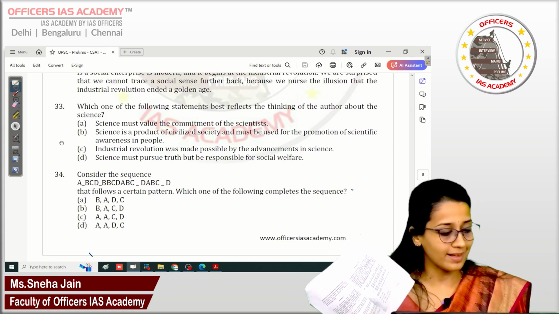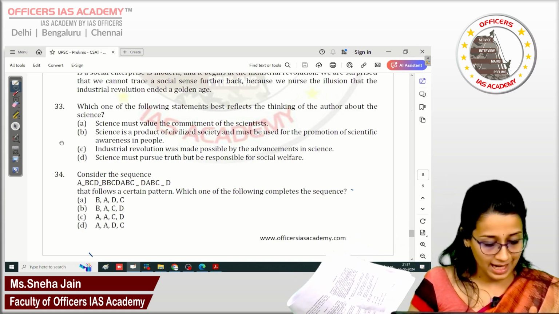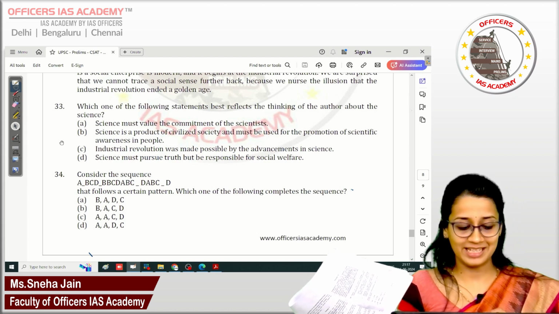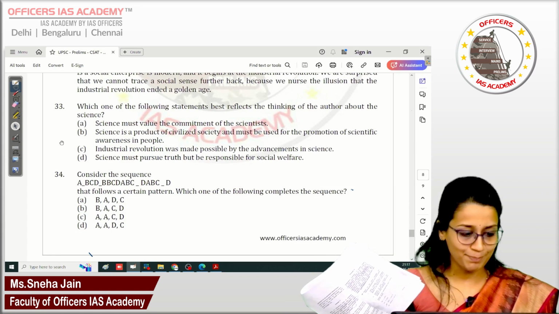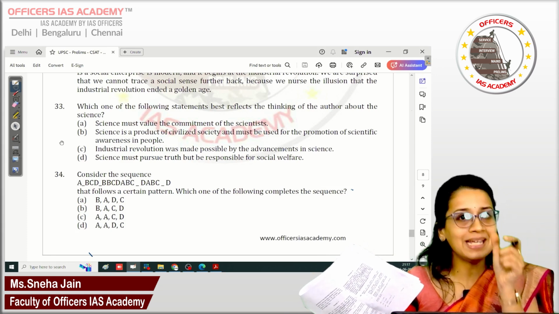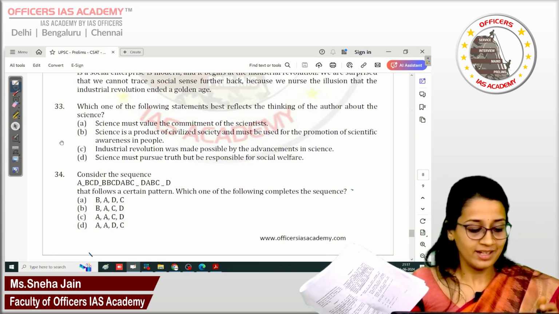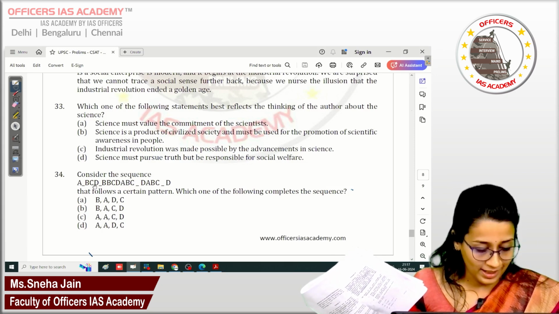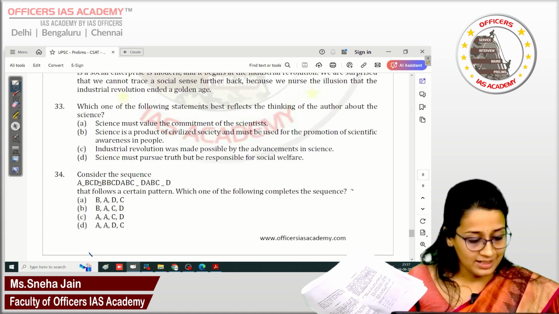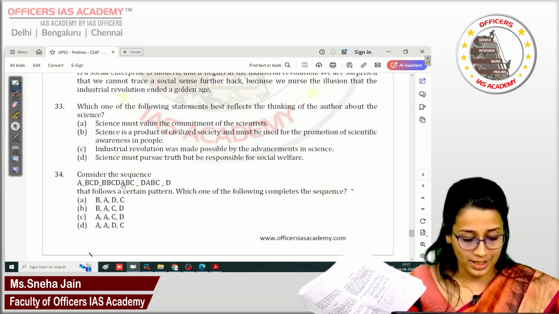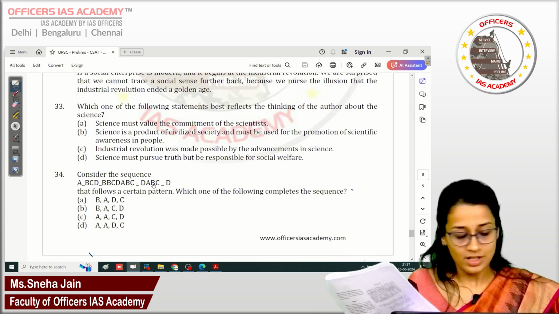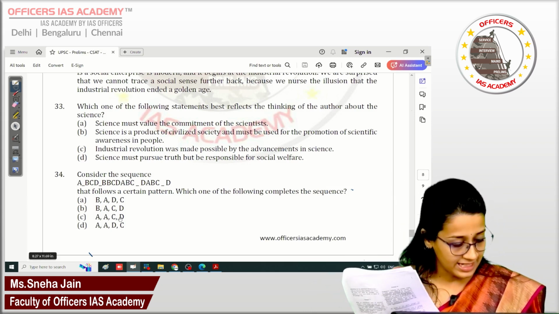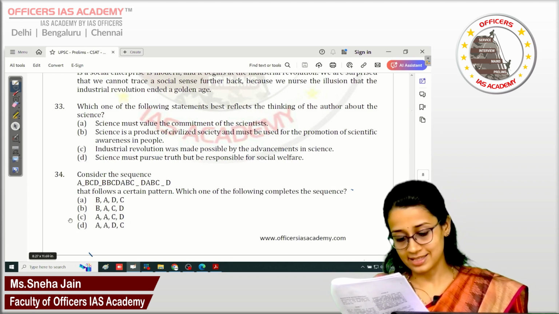Okay, look at the sequence: A, BCD, BBCD, ABC, D, ABC, DD. What is the pattern? It's quite simple. The letters A, B, C and D are repeating twice. In the first, it's AA, B, C, D. Second, it's A but B repeats twice. Then C repeats twice, then D repeats twice. So your final answer is option C. Option C is the correct answer.